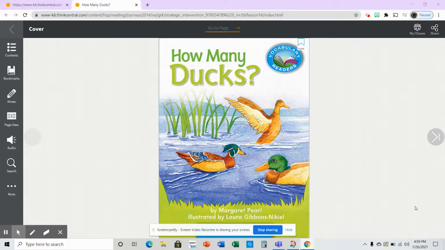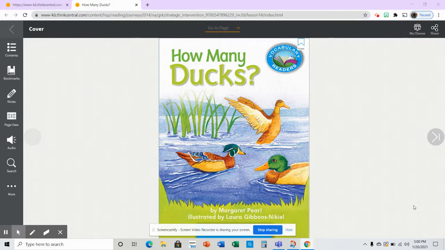Hi, everyone. I wanted to go through some of the strategies to help us with our vocabulary reader this week. It's called How Many Ducks? And it's by Margaret Pearl, illustrated by Laura Gibbons Nikhil. Now, the illustrator is the one who draws the pictures, and the author is the one who writes the words.